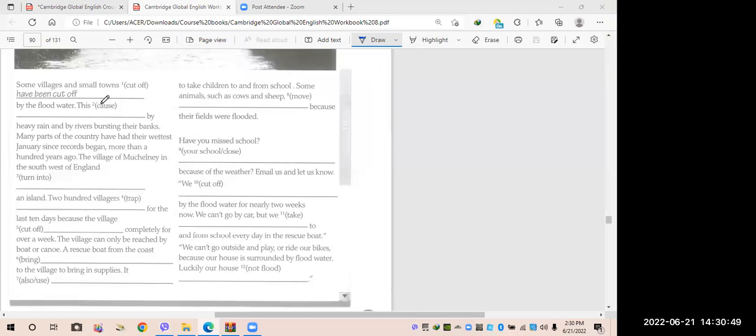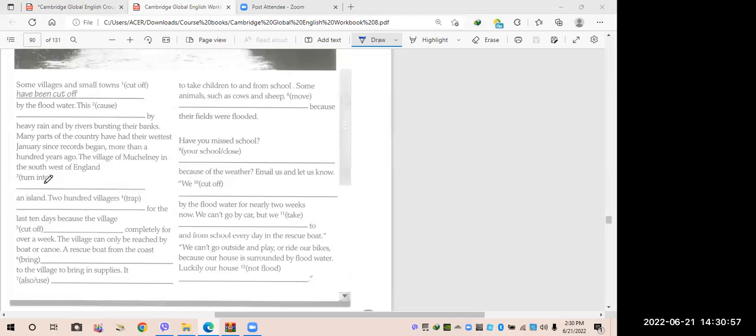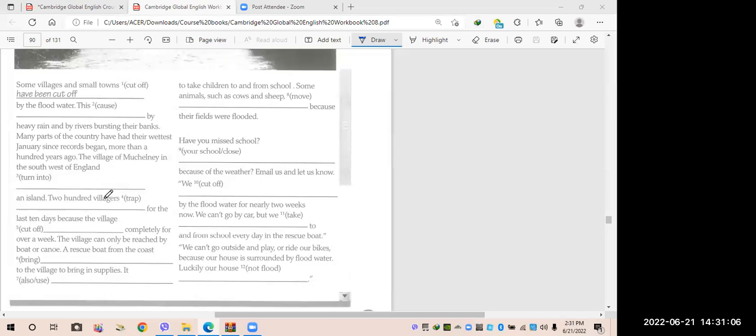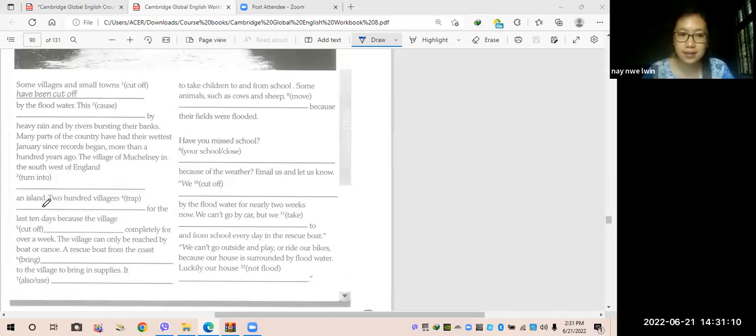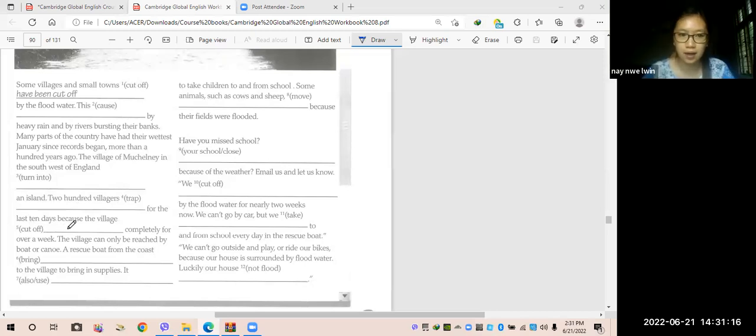Has been caused. Yes, this has been caused, right? And how about number 3? The southwest of England has been turned into an island, and 200 villagers have been trapped. Have been trapped for the last 10 days because the village has been cut off. Has been cut off completely for over a week.